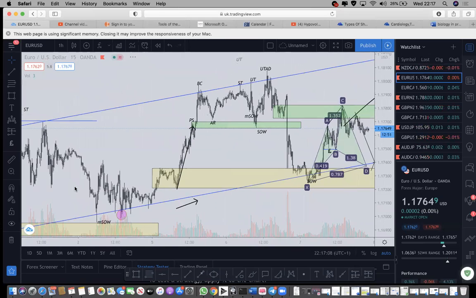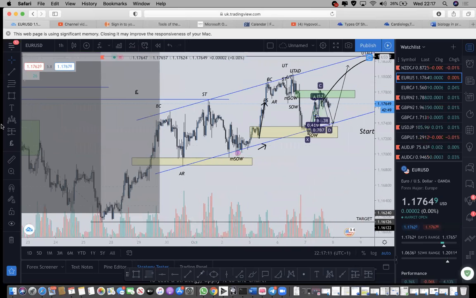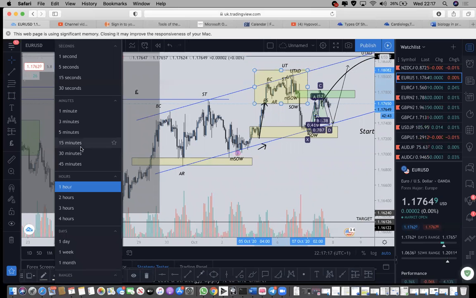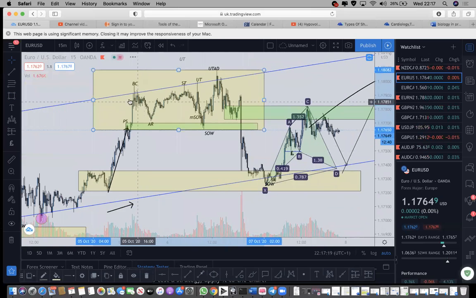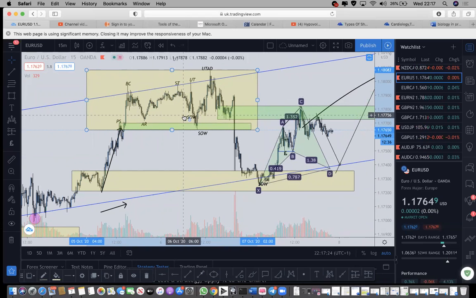It might be confusing to people, so let me just put in a box. This is the whole UT. If you go on a smaller time frame, distribution inside distribution, drop. So you can be trading inside the Wyckoff from a higher time frame bias to a smaller time frame bias.